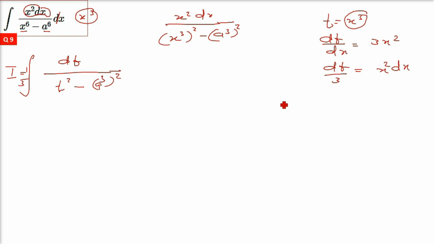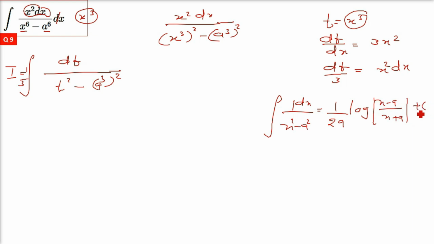Now you know the formula of 1 by x square minus a square. This dx by x square minus a square is 1 by 2a log modulus of x minus a divided by x plus a, plus constant of integration. Please remember, x equals t you will take to put it in the formula, and a will be taken as a cube. So wherever x is there, put t, wherever a is there, put a cube, and use this formula which I just mentioned.